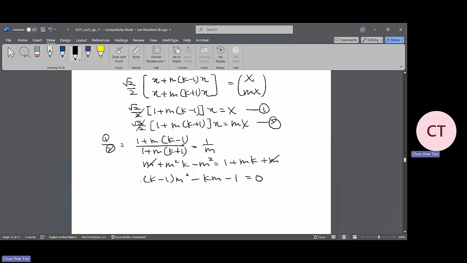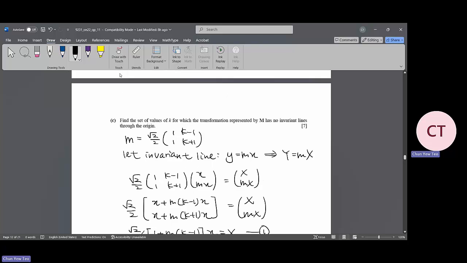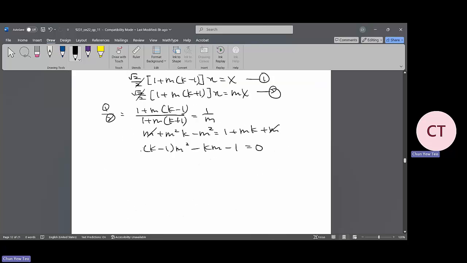So in order for you to have no invariant line, so the question mentioned no invariant line, right? So in order not to have an invariant line, your discriminant must be less than 0. So that means negative k squared minus 4 times k times negative 1 must be less than 0. So you get k squared plus 4k minus 4.